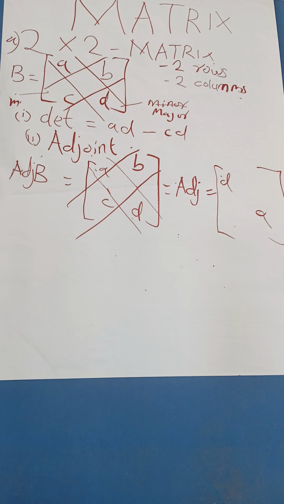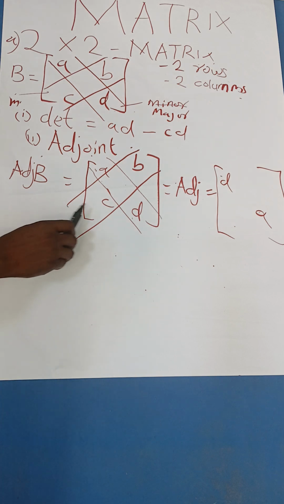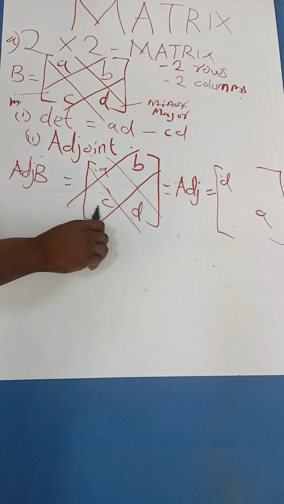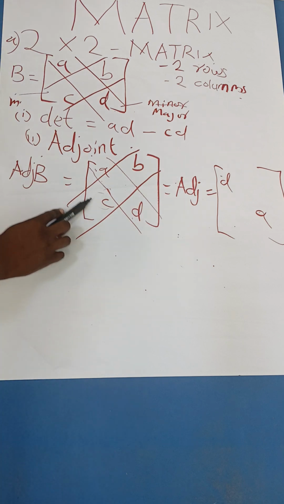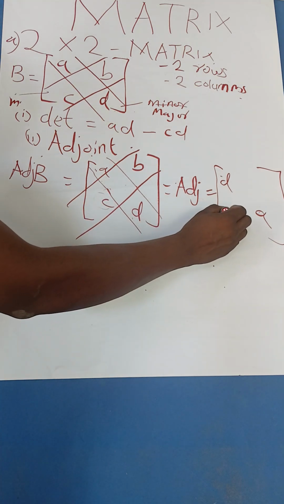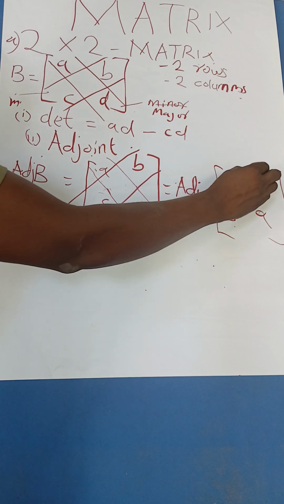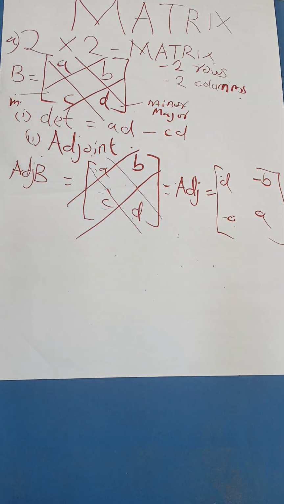You negate. Let me use that term, you negate. Negating means you multiply this value here with a negative, also this one you multiply with a negative. Now C multiplied with a negative will be negative C, then this one will be negative B. So that is the adjoint.